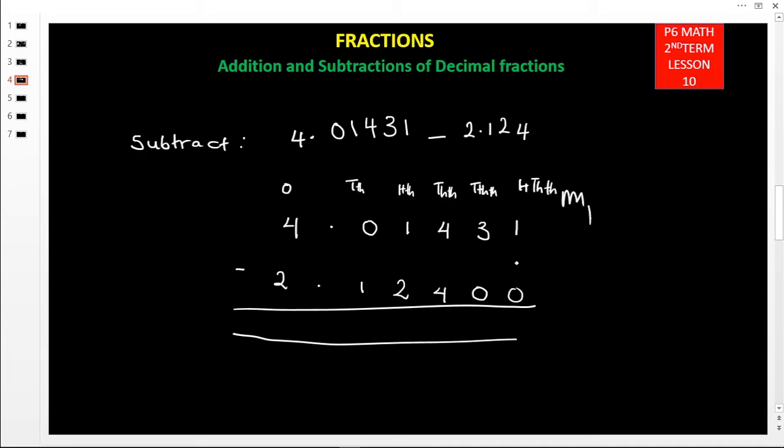So 1 take away 0, we remain with our 1. 3 take away 0, we remain with our 3. 4 take away 4, we remain with a 0. 1 take away 2, this one is impossible. So if it is impossible, we come to the neighbor and we regroup, but here we don't have any group, so we cross again to the next neighbor.